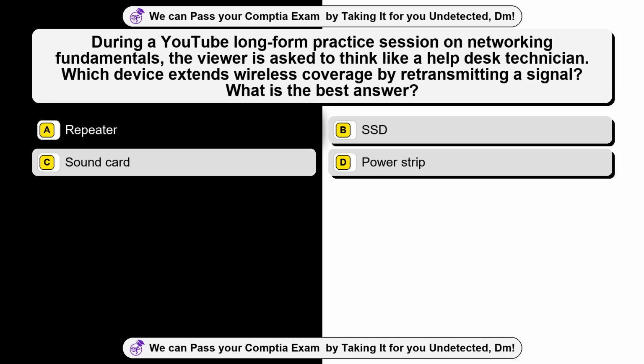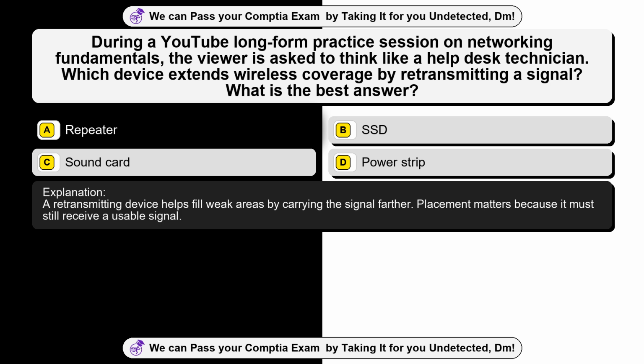The correct answer is option A, repeater. A retransmitting device helps fill weak areas by carrying the signal farther. Placement matters because it must still receive a usable signal.